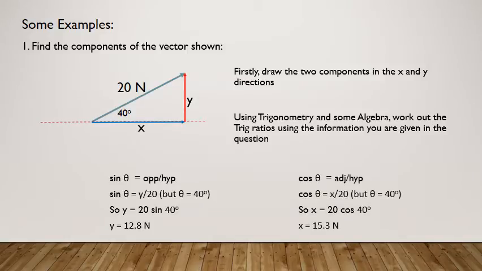In the X direction, it's the adjacent side over the hypotenuse. Gives us the cosine of the angle. So cosine theta is x over 20 and theta equals 40. Multiply both sides by 20 and we're left with 20 times the cosine of 40 degrees, which leaves us an answer of 15.3 newtons. Simple enough.